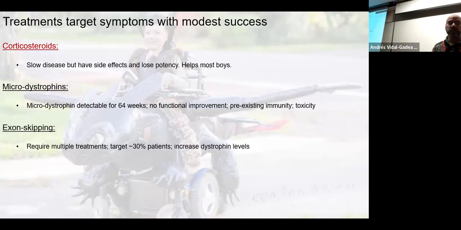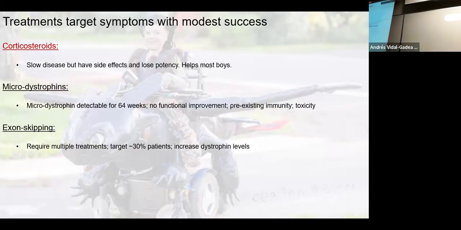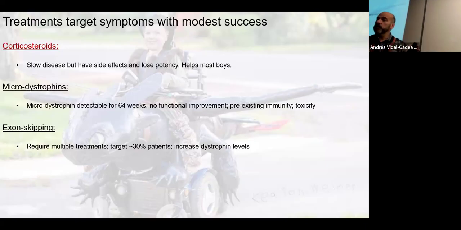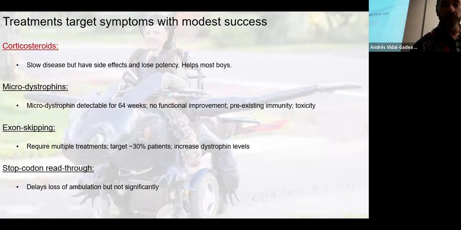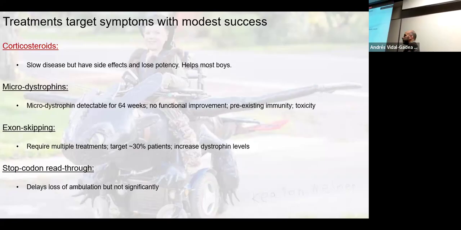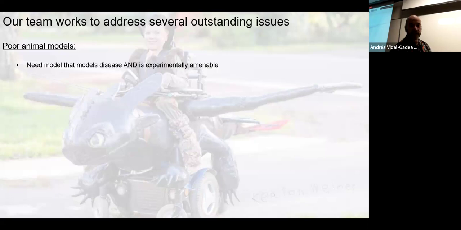The same thing with exon skipping, where constructs are delivered that target the mutation so that when transcription is taking place, instead of stopping at the mutation, transcription can jump over the mutation and keep going. So you have a fairly decent protein being made, but again, only for a few patients. And also it requires multiple treatments. And again, the benefits are marginal, right? Nothing to write home about. Stop codon drugs that prevent stopping, reading through, are also there, but also no significant change. So not great.